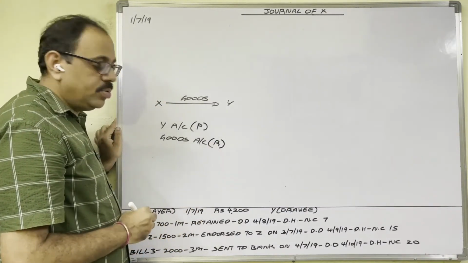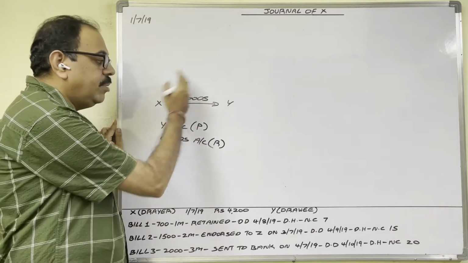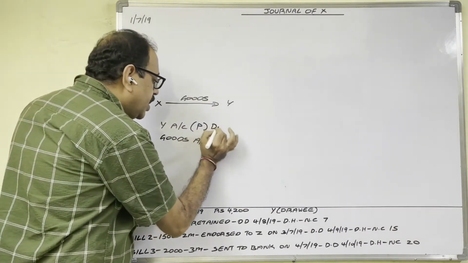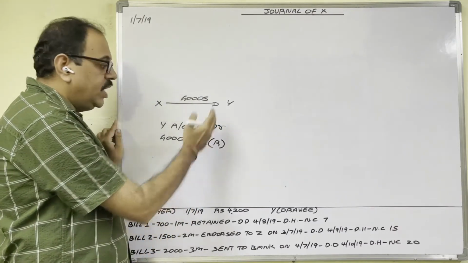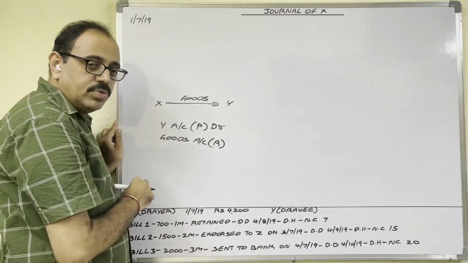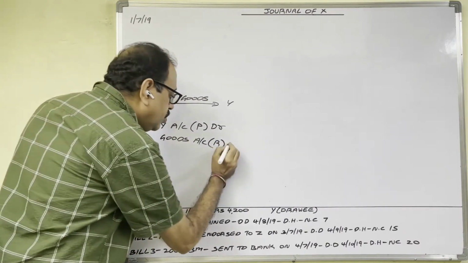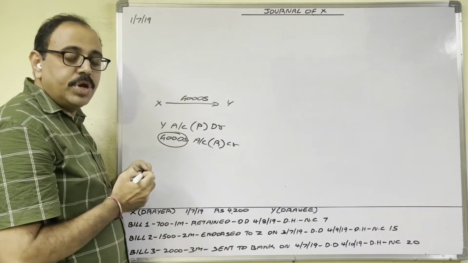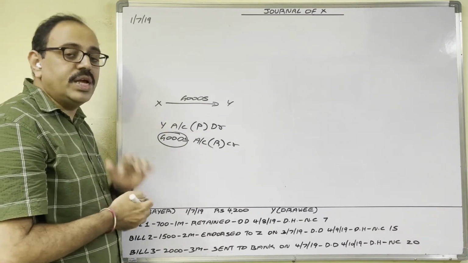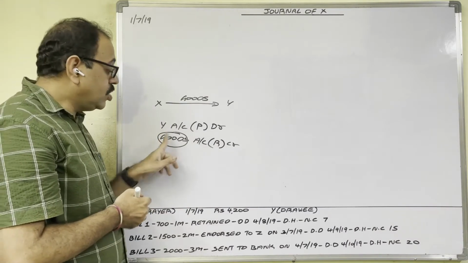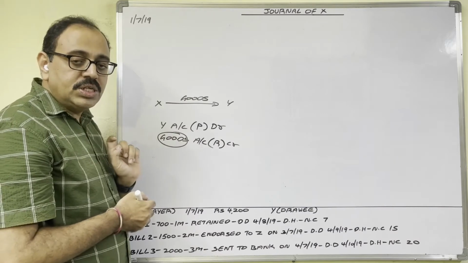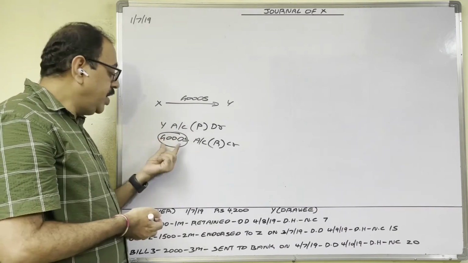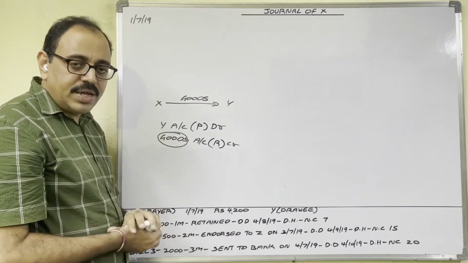Then apply the rules. Personal account rule: debit the receiver, credit the giver. Y is the receiver, so we should debit him. Real account rule: debit what comes in, credit what goes out. Goods are going out, so we should credit. And the word goods we should not write alone, because the word goods comes in 4 cases: when goods are sold, when goods are purchased, in case of purchase return, and in case of sales return. If you write only the word goods, there is no clarity.